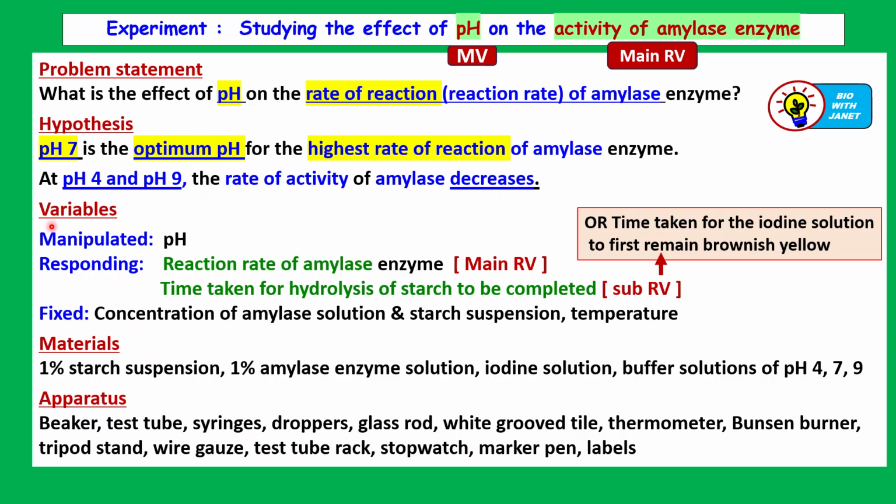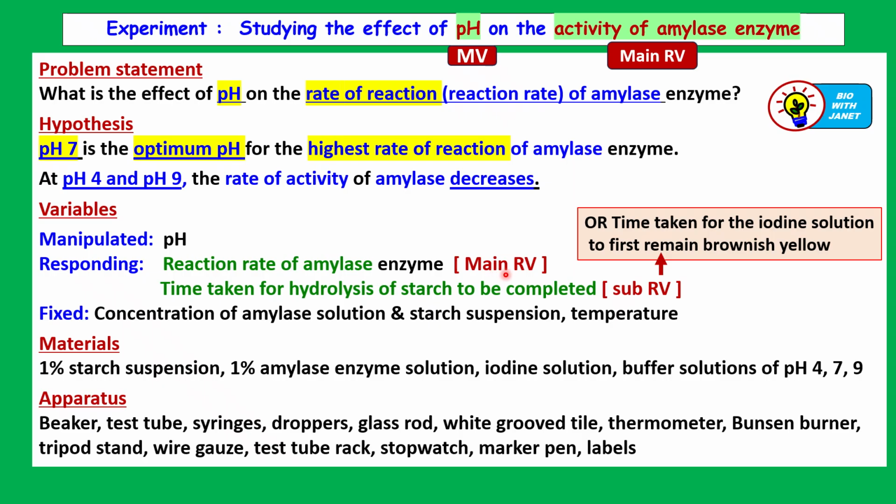Now let's go on to the variables. The manipulated variable is the pH. Studying the effect of something, that something is the manipulated variable, or MV. The responding variable, as we said, is the activity of amylase enzyme, but activity cannot be measured. So to measure the activity, we measure the rate of reaction, or the reaction rate. So the responding variable is the reaction rate of amylase enzyme. That is your main RV.